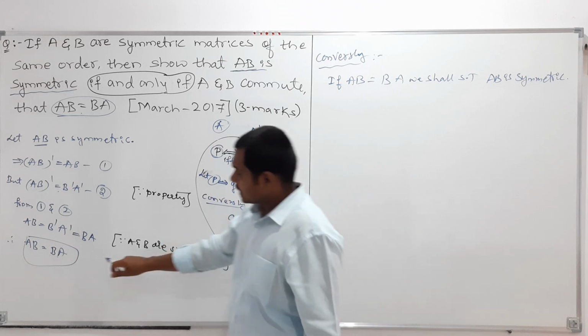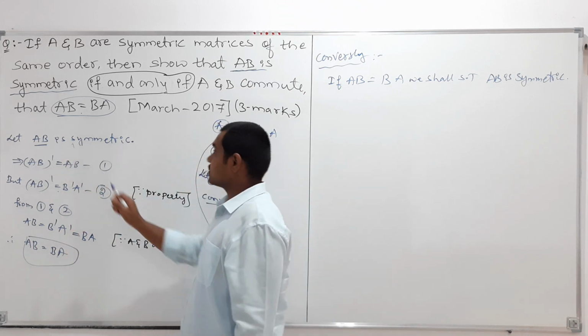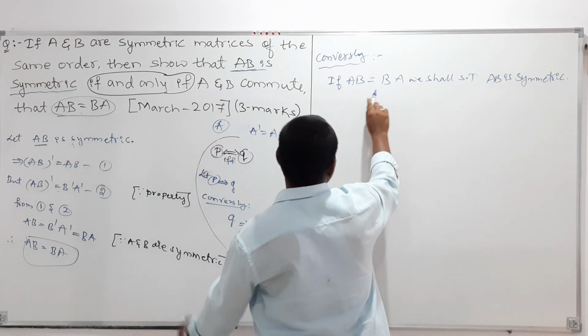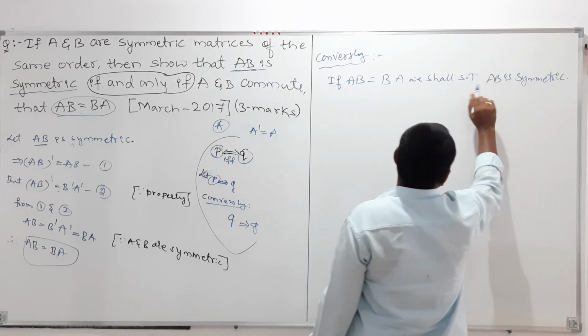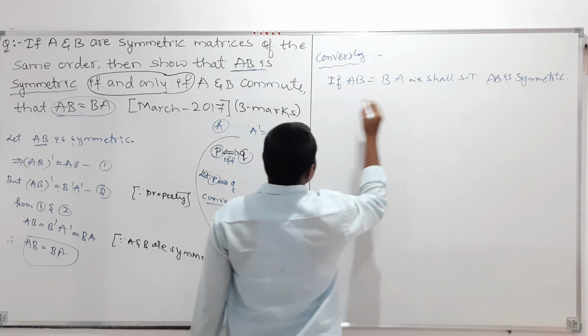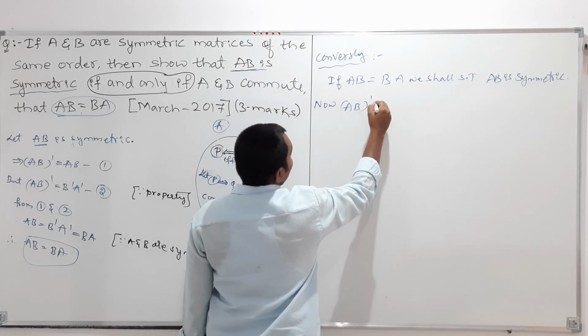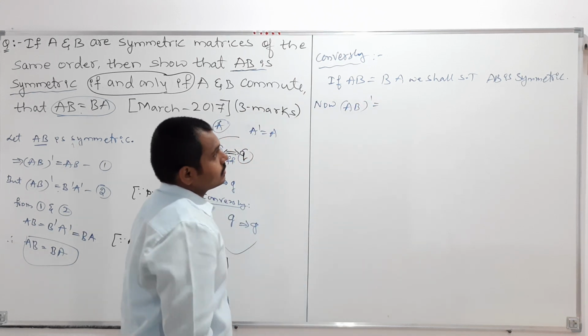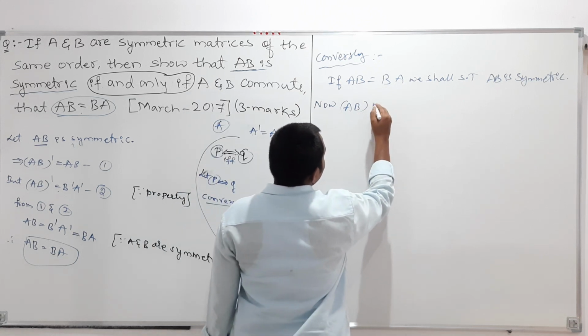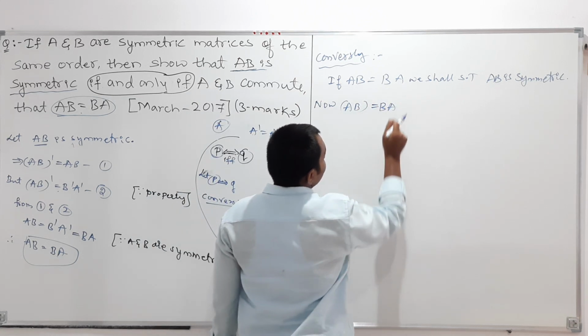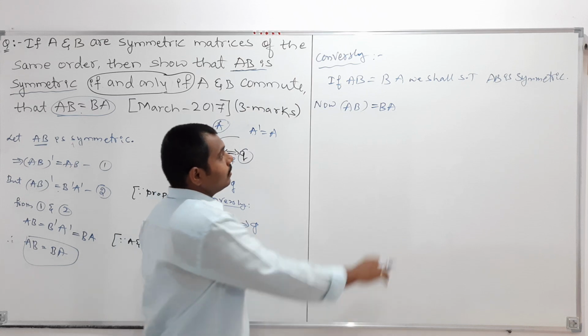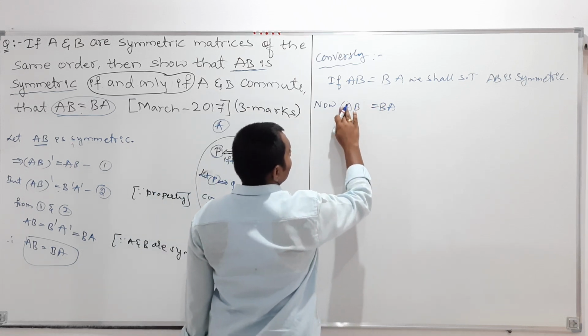Clear, my students? First I have taken this and I should show this result. So therefore I wrote here: if AB is equal to BA, we shall show that AB is symmetric. To prove this, consider, my dear students, (AB) whole transpose, where AB is equal to BA. Clear?